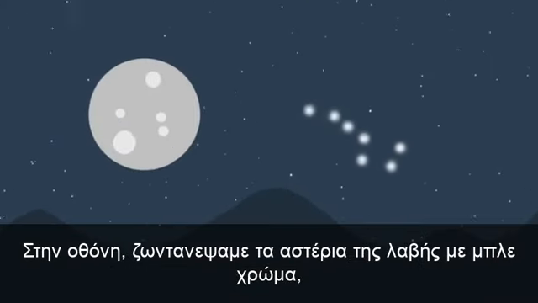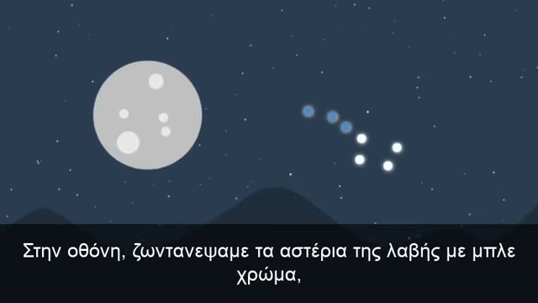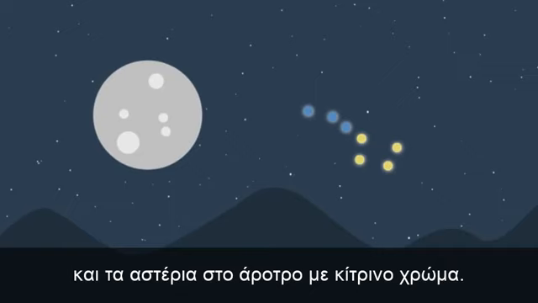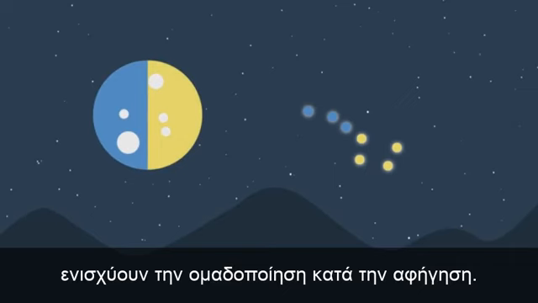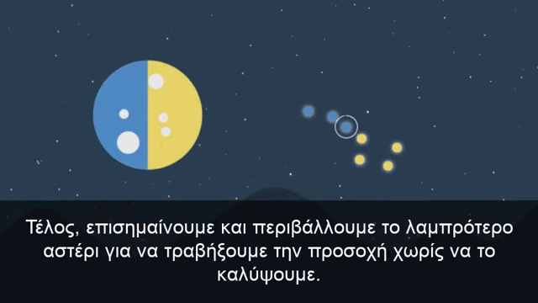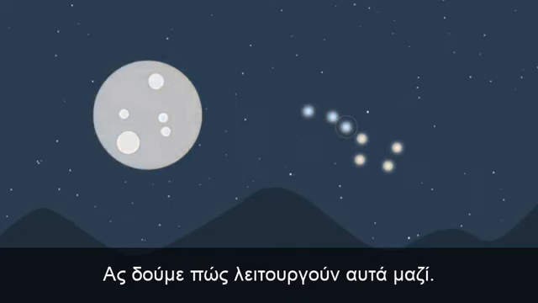On screen, we animate the stars in the handle in blue and the stars in the ladle in yellow. Blue and yellow are strong contrasting colors, which reinforces the grouping from the narration. Finally, we spotlight and circle the brightest star to draw attention to it without covering it up. Let's see how this works together.